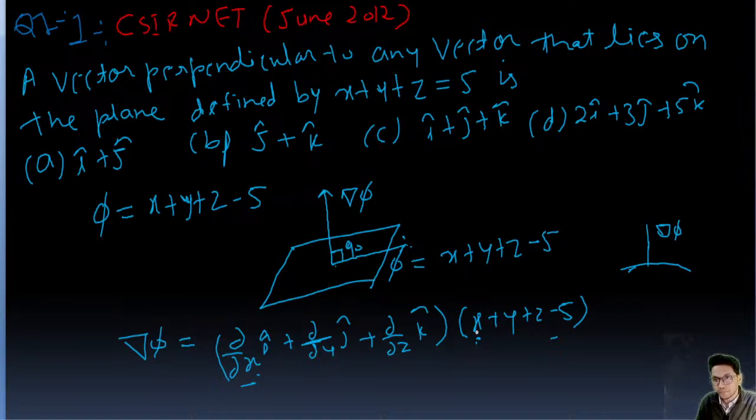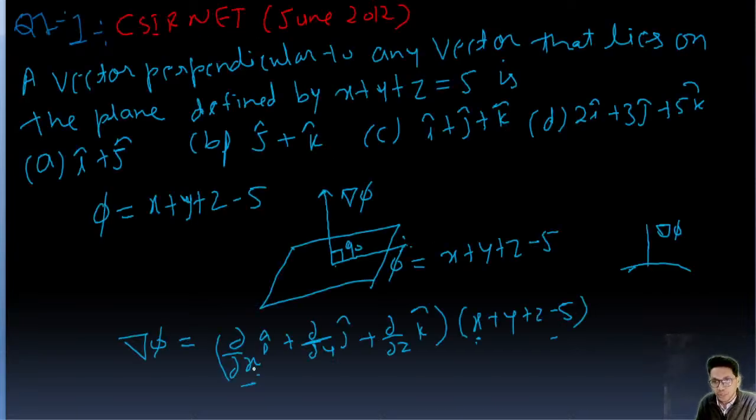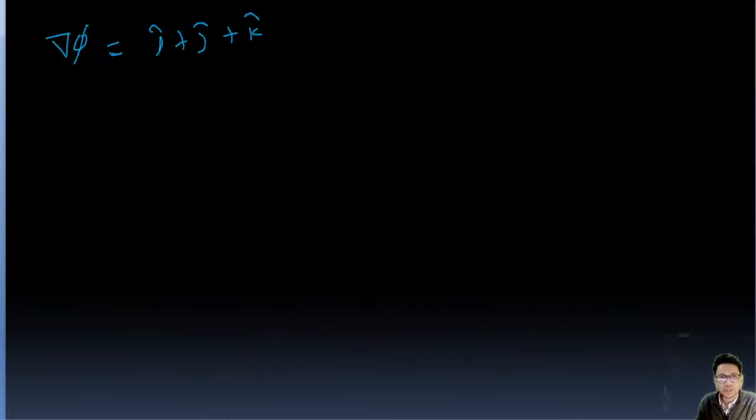So that is going to be i cap plus j cap plus k cap. How? Because when we differentiate x, this value will give 1. 1 into i is i. Similarly, we will operate this one with this. So with respect to y, this value is going to give 1, 1 into j cap, and similarly with z, right? So it is going to be gradient of phi equal to i cap plus j cap plus k cap.